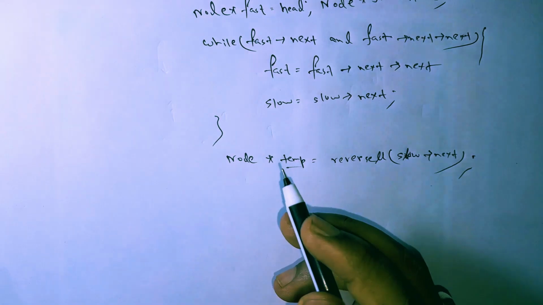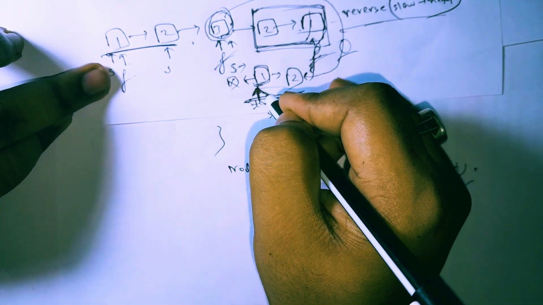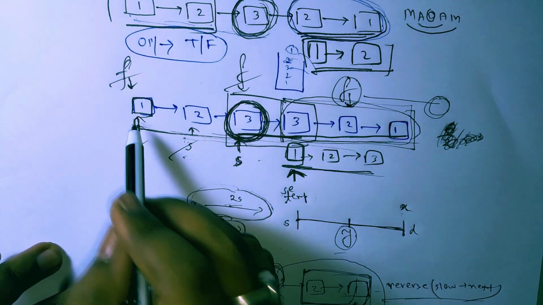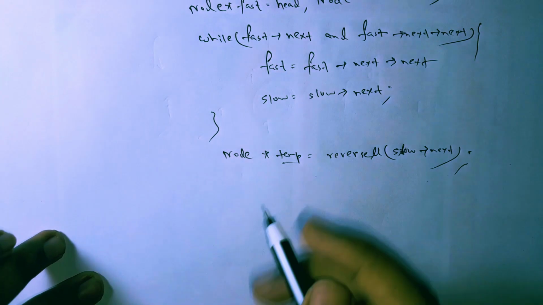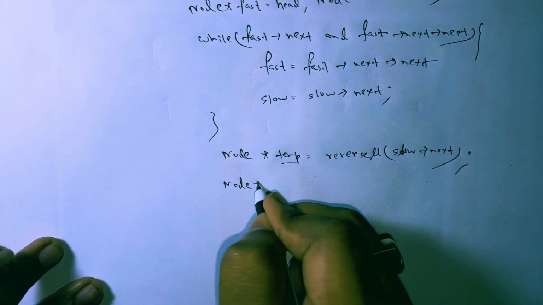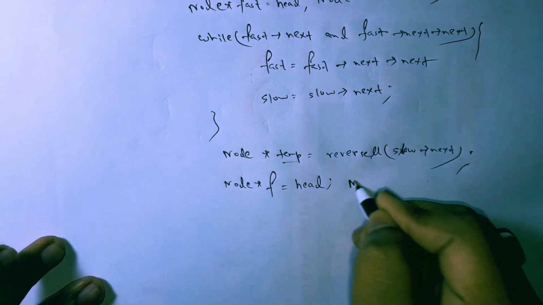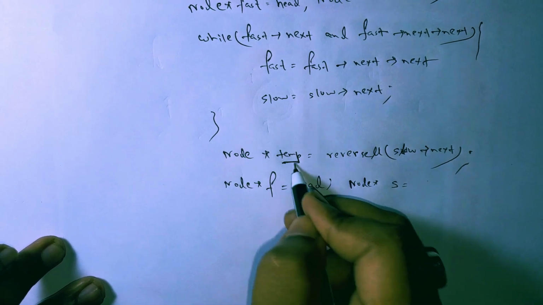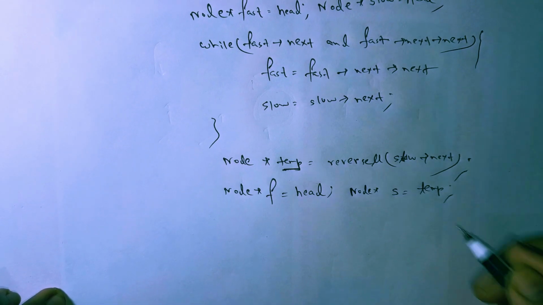Now what I will do: I have already said that another pointer will point here, and in the same way another pointer will point here, and I will iterate both linked lists. So for that reason, node star first is equal to head, as well as node star second is equal to temp, since I have already said that temp will return the reversed head. So node star second will become temp.